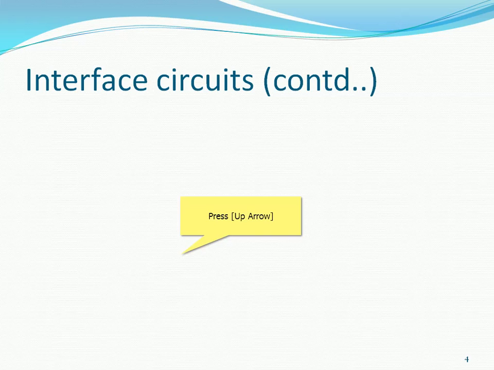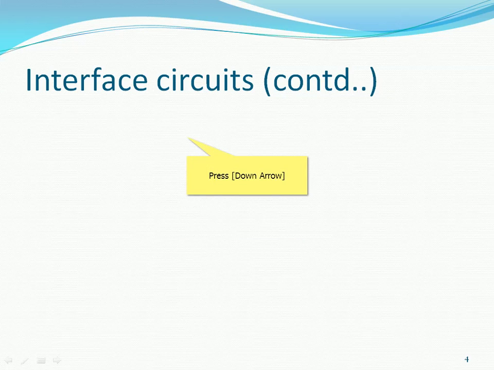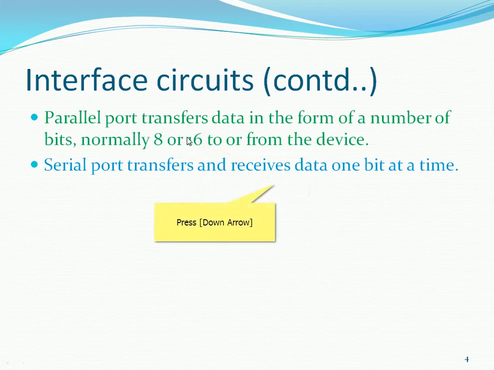The other concept is the parallel port. This kind of port will be a parallel port or a serial port. The parallel port takes a byte or word at a time, whereas the serial port takes bit by bit. So here the interfacing circuit will be there, and the parallel port transfers the data in the form of a number of bits, normally 8 or 16. Sometimes the latest machines follow 32 bits also to or from the device.